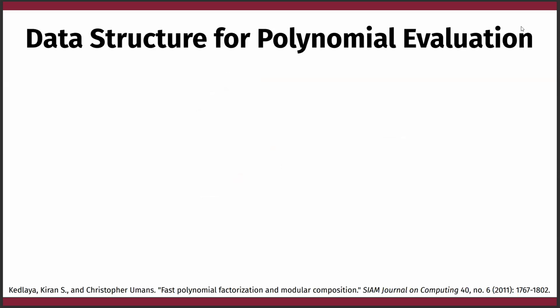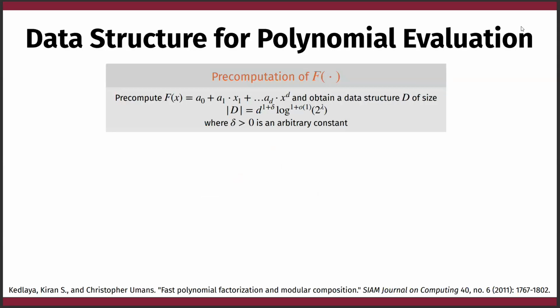There is a barrier, and the barrier is this algorithm. There is this algorithm that takes a polynomial and pre-computes it by building a data structure. And the data structure is of this size. So n is going to be d over 1 plus delta, where delta is a constant times lambda, more or less, at least asymptotically speaking. And so it's more than the size of the polynomial, but not too much.